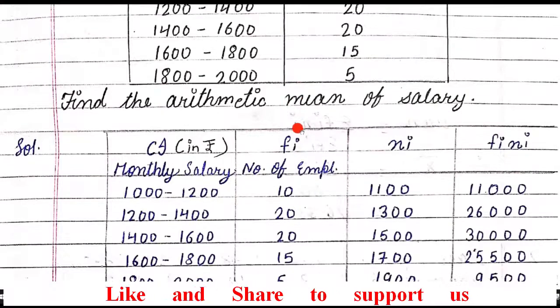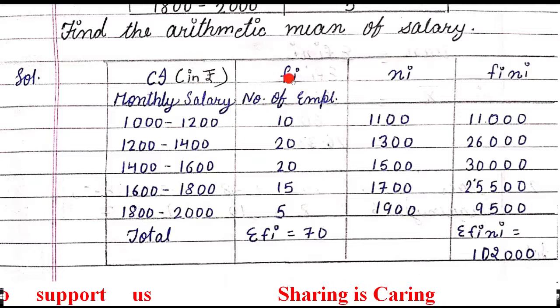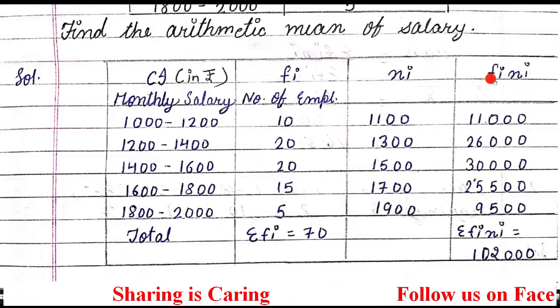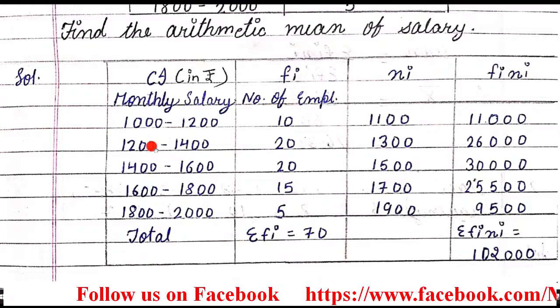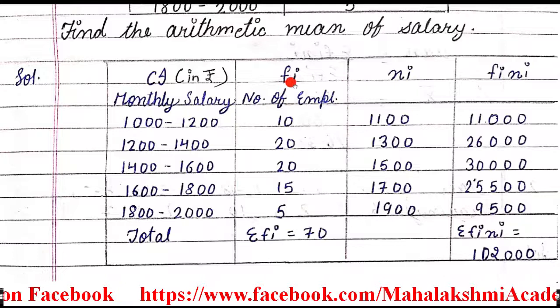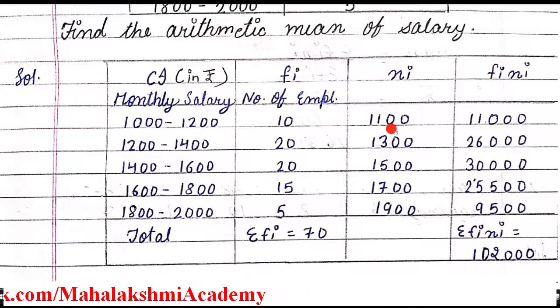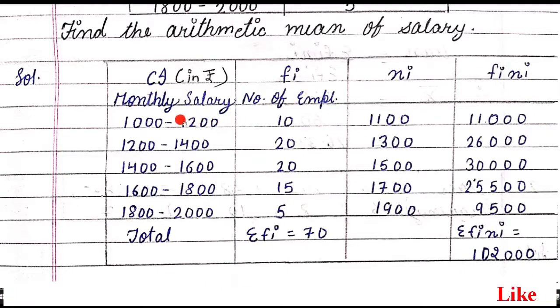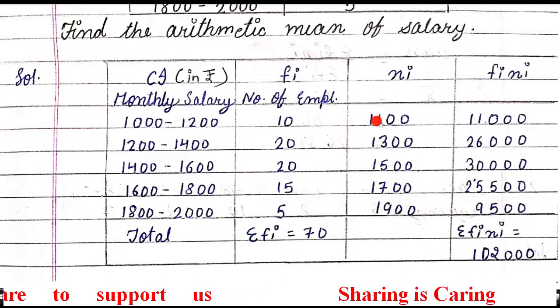Now for the table format, since we have to find the mean, the table format is class interval, then frequency, then class mark, then fi xi. In class interval we write the monthly salary, in rupees, and fi means frequency, the number of employees, then xi. Xi is the class mark. As I mentioned, we find the class mark by the formula upper limit plus lower limit upon 2. So when we add here, 1200 plus 1000 gives 2200, then upon 2, we get 1100.